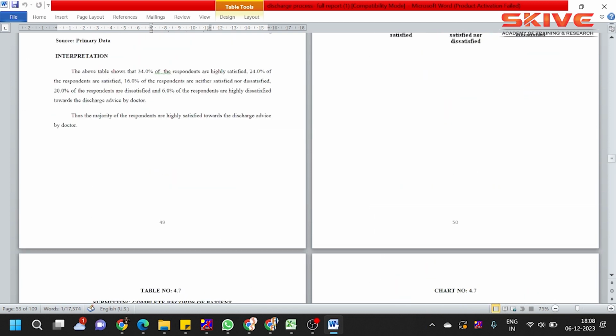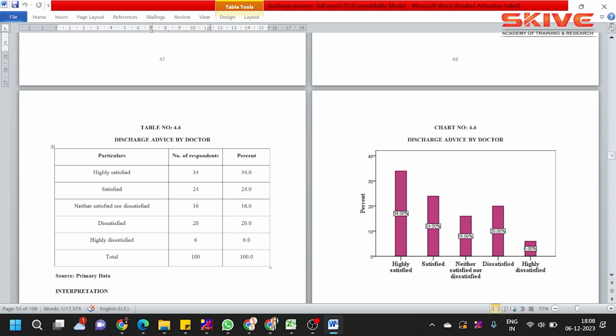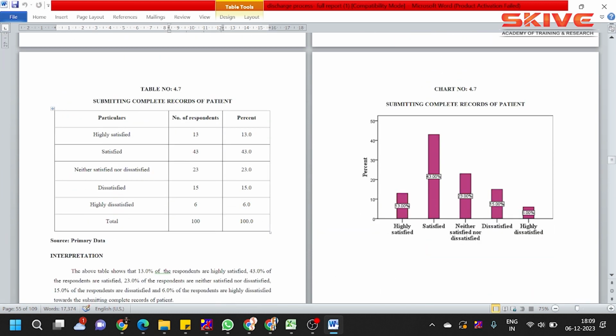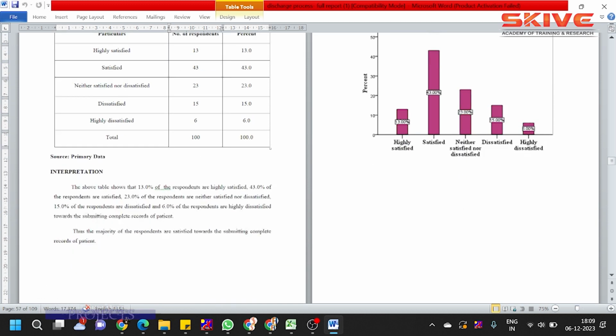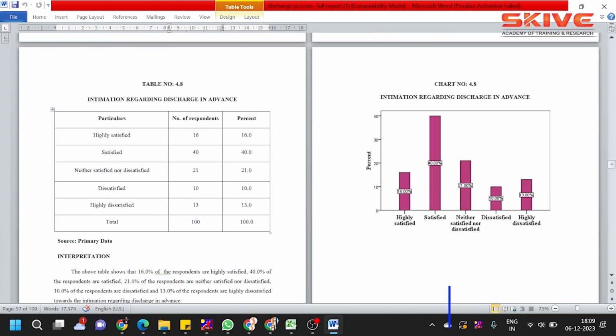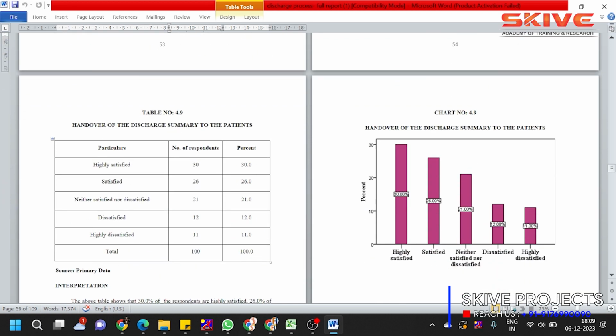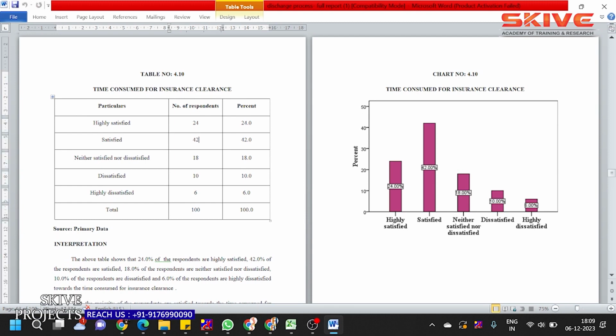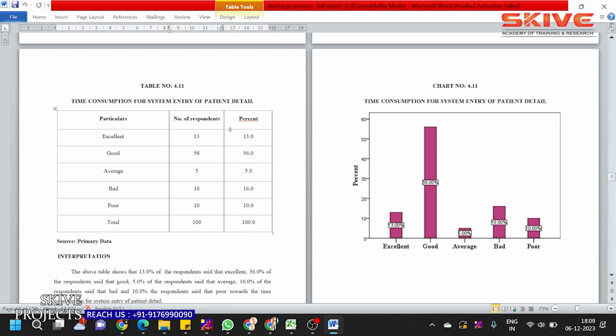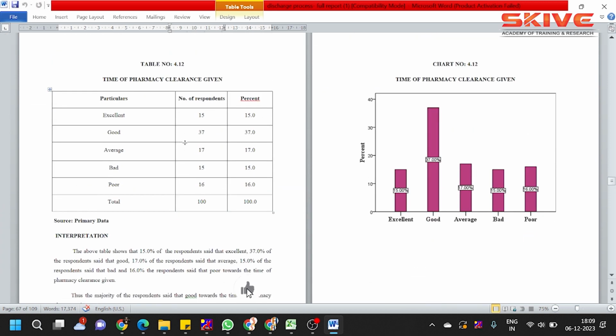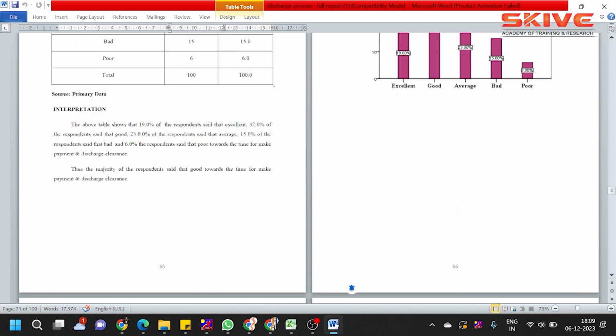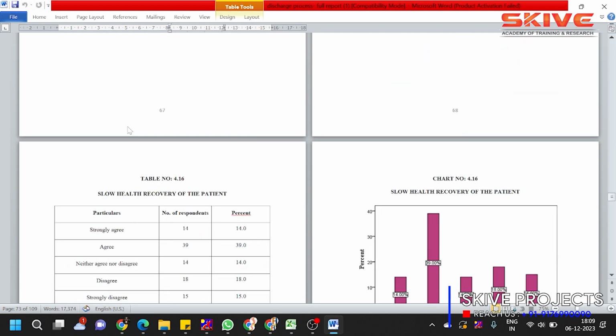Like that, a question on the discharge advice by the doctor was asked of the inpatients. Most of the people are highly satisfied. Coming to submitting complete records of the patient, somewhat satisfied. Intimation regarding discharge in advance, here also people are satisfied. Handover of discharge summary to the patients is good, satisfied. Most of the patients said that time consumed for insurance clearance is satisfactory. The insurance also, most of the people are satisfied. Time consumption for system entry of the patient details is also good, as is the time of the pharmacy. Like this, the questions were framed in tabular columns and graphical representations.